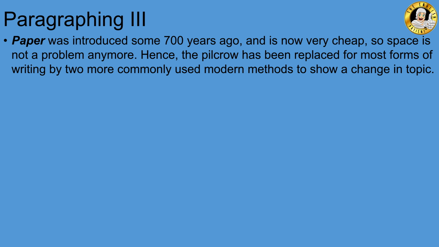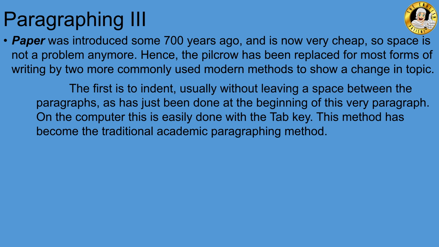Now, paper was introduced about 700 years ago. At first, of course, it was very expensive, but nowadays it's very, very cheap. So space is no longer a problem. So the pilcrow itself has, for the most part, been replaced. And instead, in modern times, there are two methods which are generally used to show that we are changing paragraphs or changing topics. And here you can see an example of the first method, which is to indent.